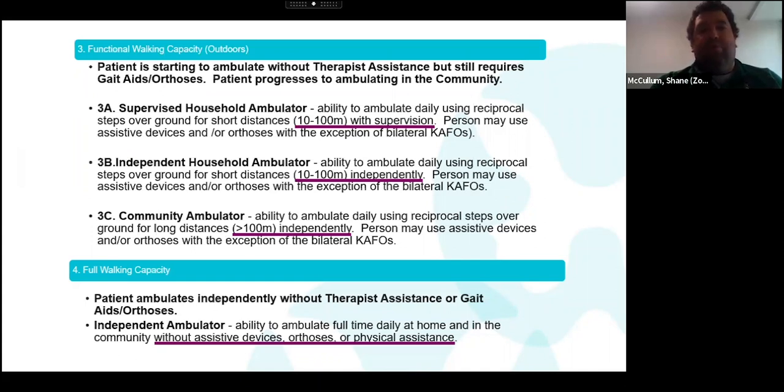But they're still not at the point where they would walk long distances in the community. And in order to get that, usually if they're able to walk greater than 100 meters independently, then they would be up to a 3C. And this is still assistive devices and or orthoses are still allowed at this point. And then for a 4, this is somebody who has the ability to ambulate full-time daily at home and in the community with no assistive devices, orthoses, or physical assistance. So at this point, there's minimal impairment and someone can walk as their main mode of transportation throughout the day.